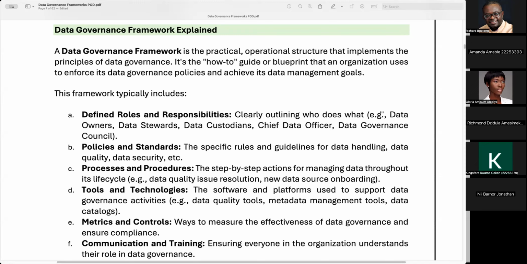And the source outlines several typical components you'd expect to find in one of these blueprints. It does, laying out the essential building blocks. First, you absolutely need clearly defined roles and responsibilities, clarifying who's the data owner, who's the data steward, who's the data custodian for different types of data assets. Ambiguity here is a killer. Then you have policies and standards. These are the written rules covering things like data security classifications, acceptable use, quality expectations, privacy rules, data retention schedules, and so on.